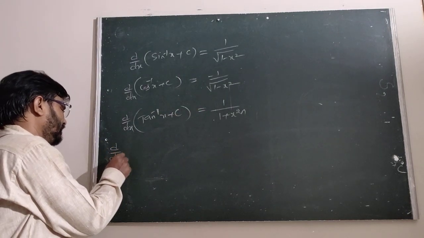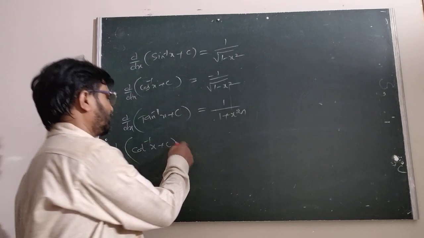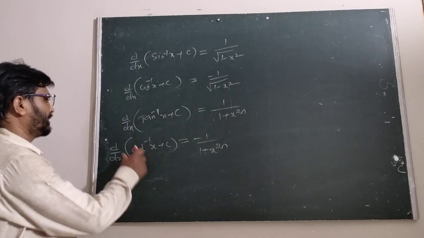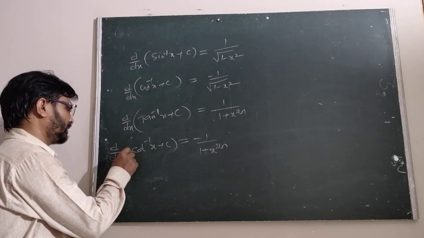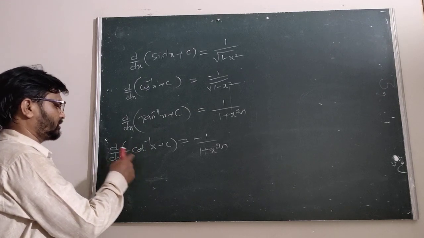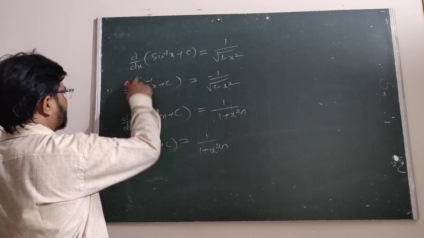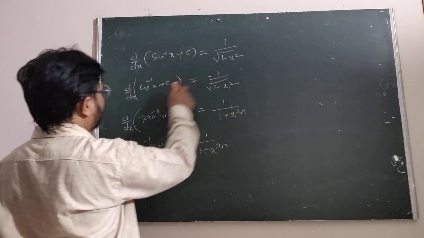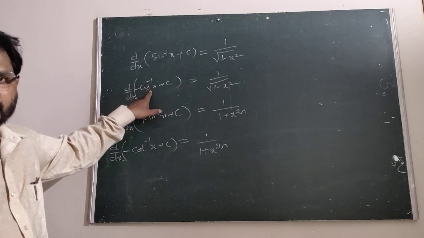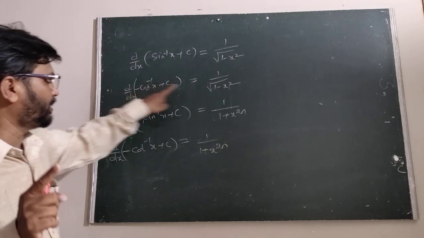Now we are writing the d by dx of the cot inverse of x plus c. The derivative of the cot inverse x is minus 1 by 1 plus x square. Now when you are getting the minus, undoubtedly we can take minus. Minus of minus is plus. Is it clear? Here we are also taking the derivative of the cos inverse x, which is minus 1 by root of 1 minus x square. Here minus of minus is the plus.